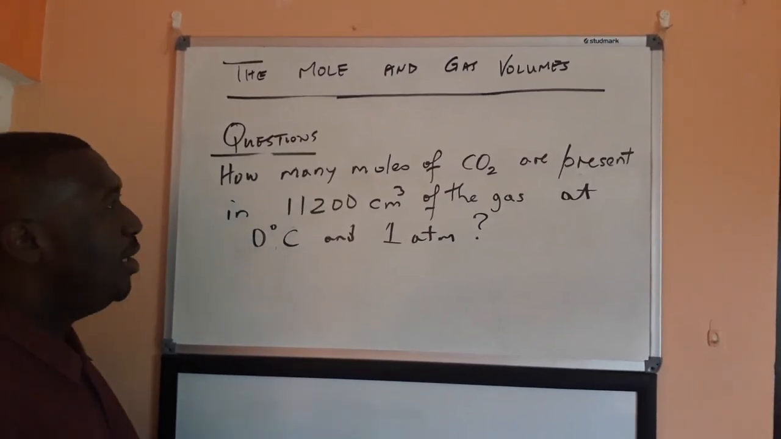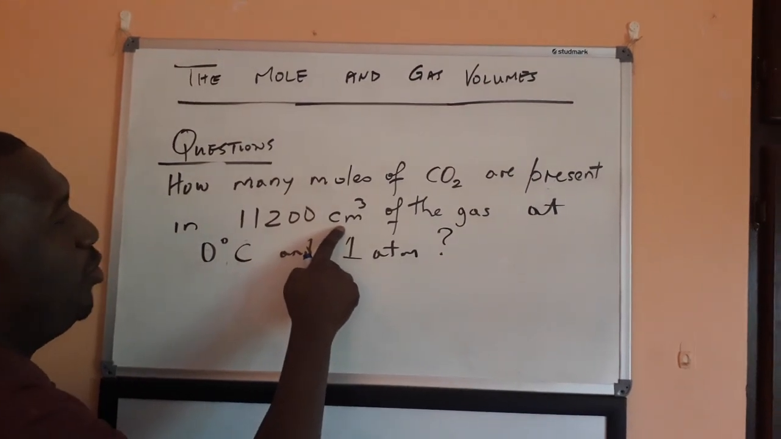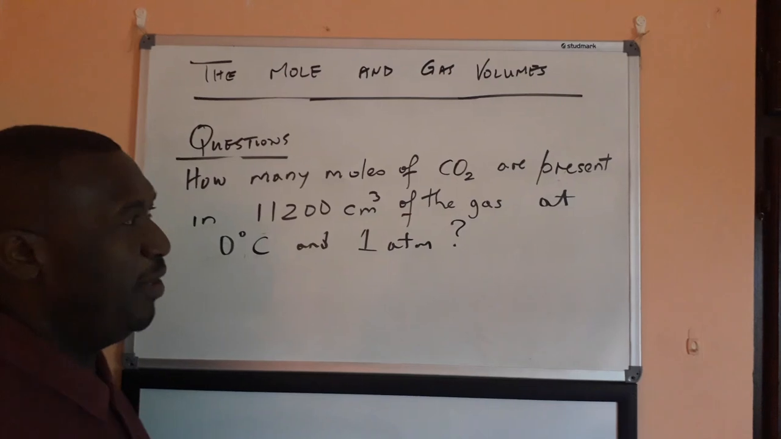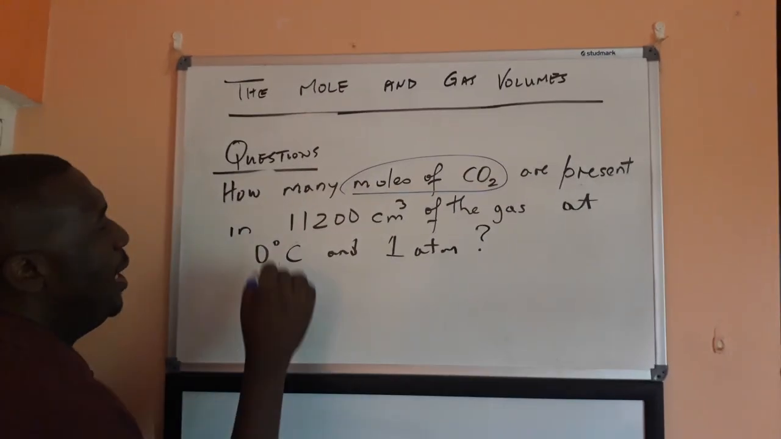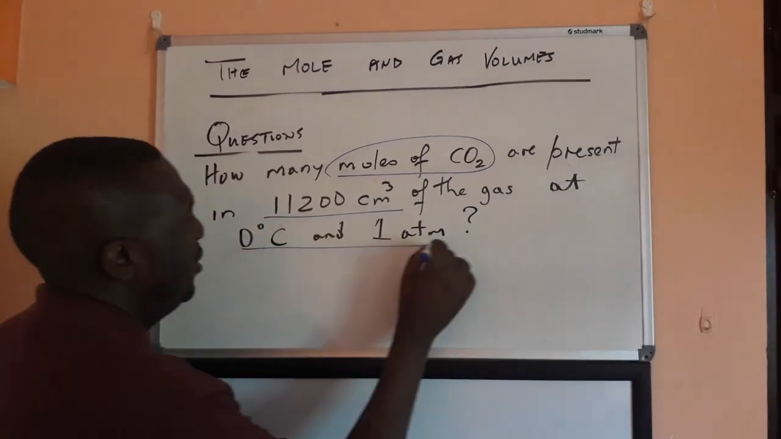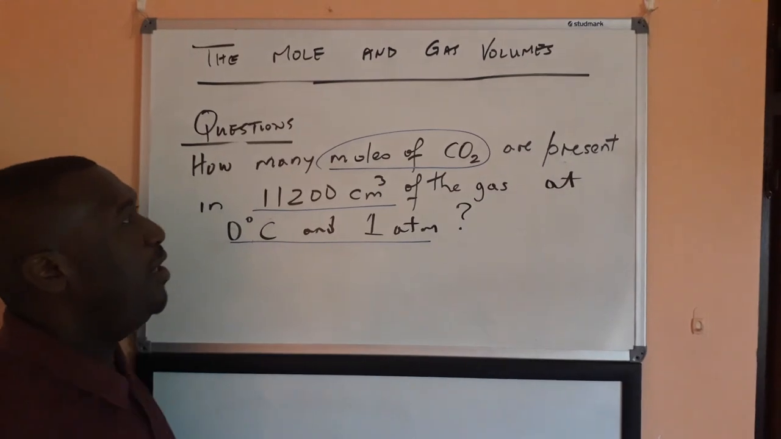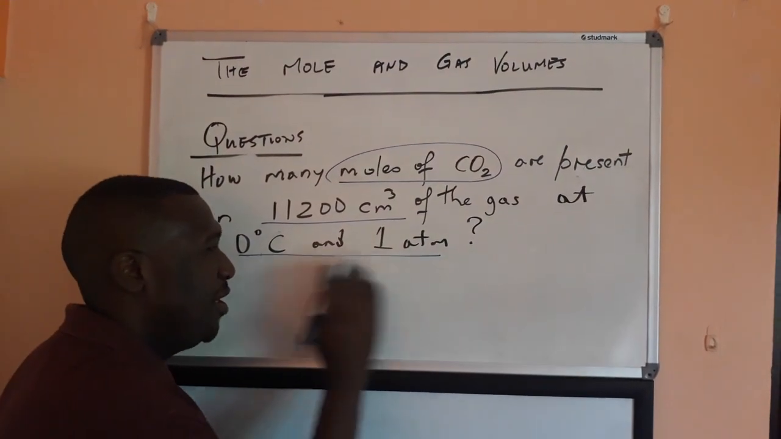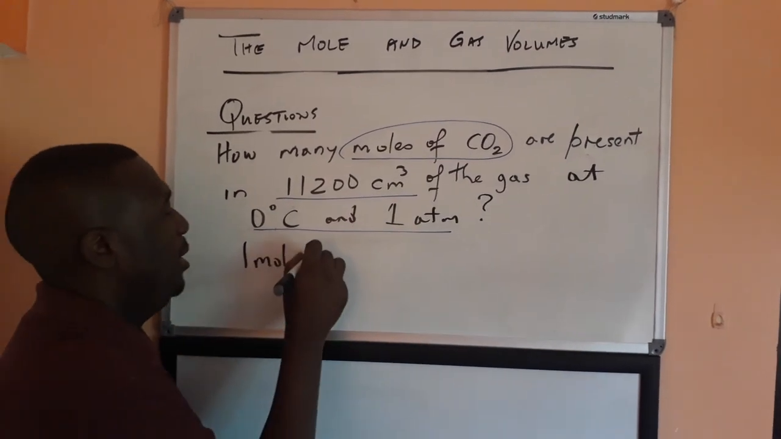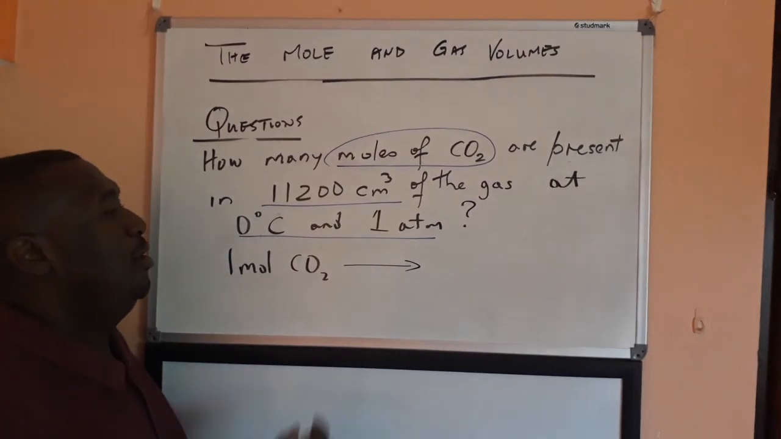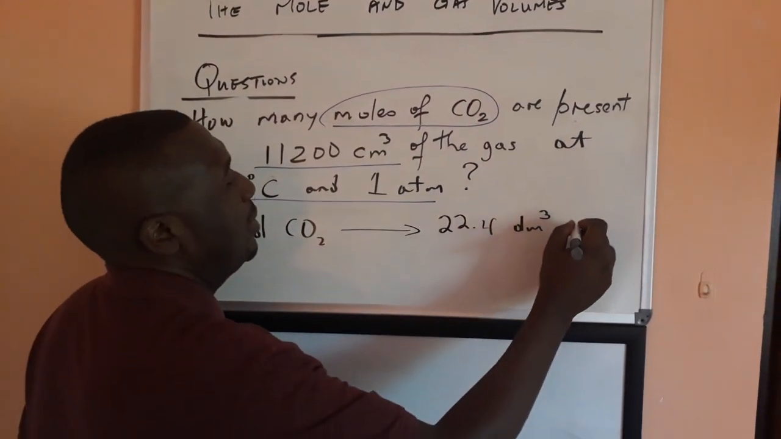Let's try another question. This question asks how many moles of CO2 are present in 11,200 centimeter cubed of the gas at 0 degrees Celsius and 1 atmosphere pressure. Once again, we look at the relationship. You're asked about moles of CO2, and you're given a volume. And the conditions are 0 degrees Celsius, 1 atmosphere. So, moles and volume at 0 degrees Celsius, 1 atmosphere. These conditions are speaking to standard temperature and pressure. And we know that one mole of the gas, in this case CO2, will occupy 22.4 decimeter cubed at STP.